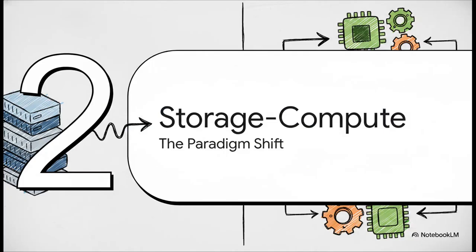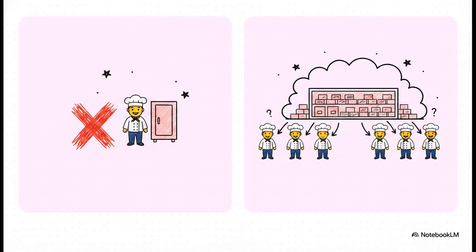Part 2. Storage compute separation. The paradigm shift. To actually build this effectively, we have to embrace a fundamental shift in how we think about architecture: storage compute separation. In a classical database, the storage disk and the query engine are physically and logically fused together. You can't scale one without the other.